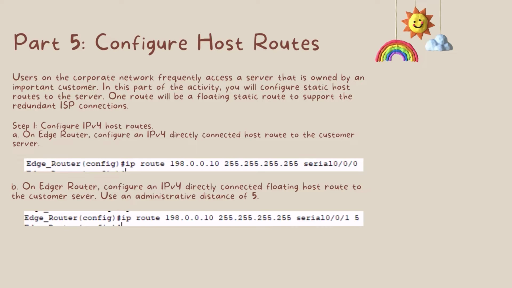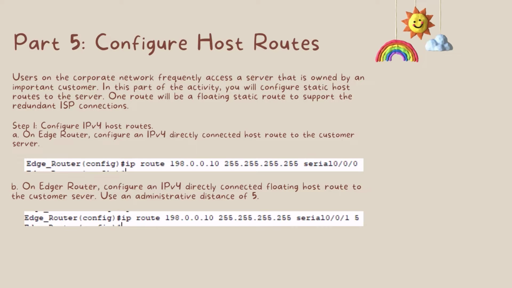On edge router, configure an IPv4 directly connected host router to the customer server. Okay, insert the command in edge router: ip route 198.0.0.10 255.255.255.255 serial 0/1/0.